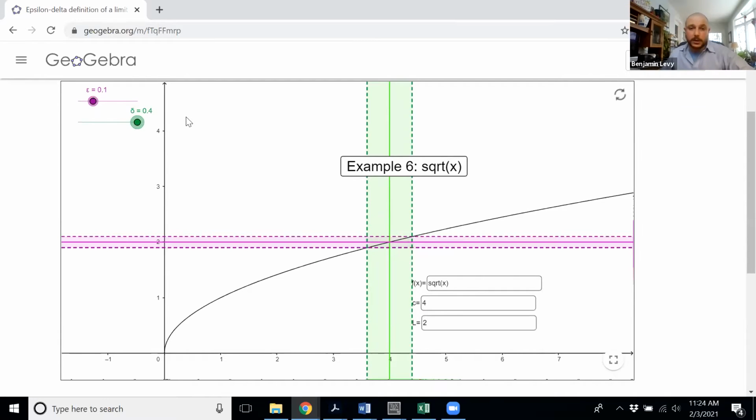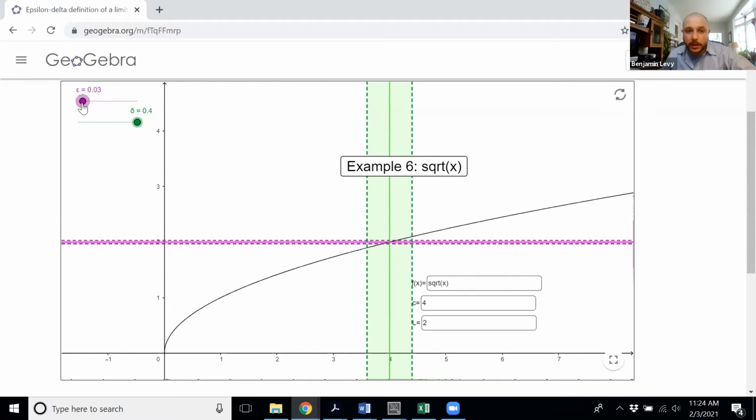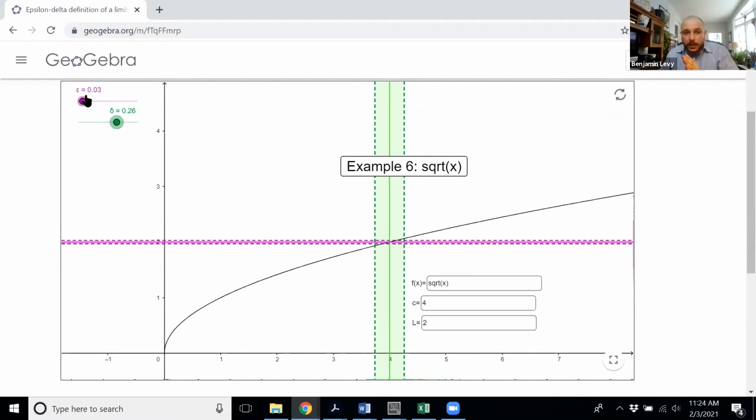And it looks like I have to extend it all the way to 0.4 to make that happen. And so what we just learned is I need to be within 0.4 of 4, right, of x equals 4, in order for the output to be within 0.1 of the limit. And if I want to get even closer, if I want to make epsilon even smaller, then delta needs to get even smaller as well, right? If I want to get closer, then this needs to get closer.